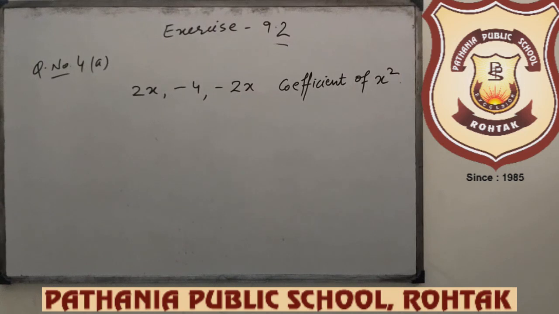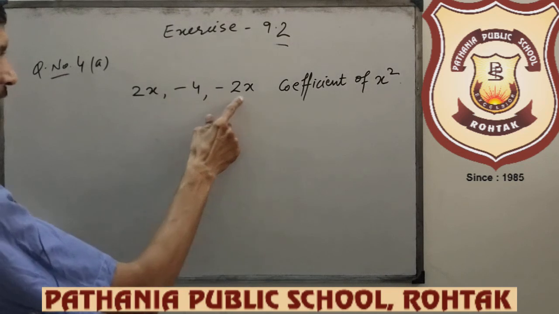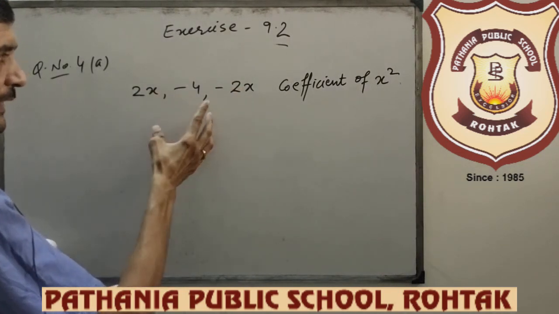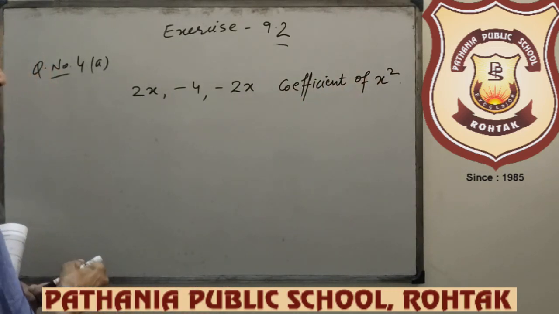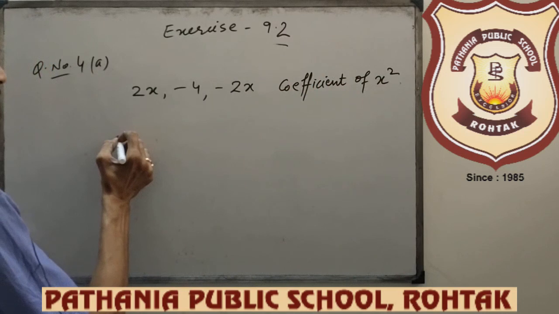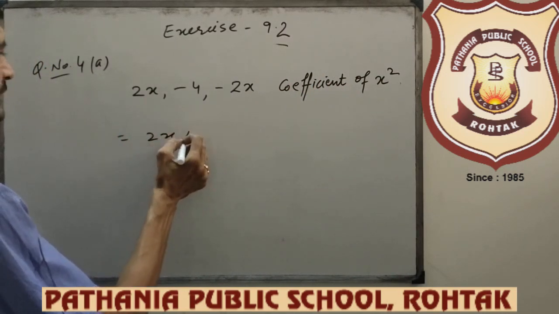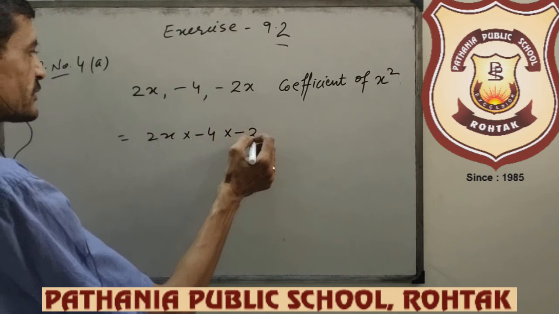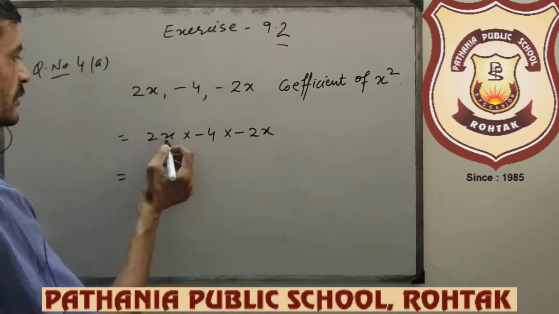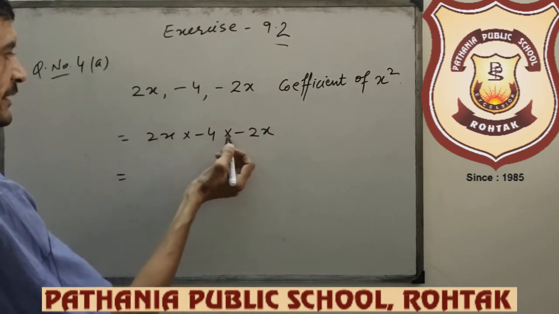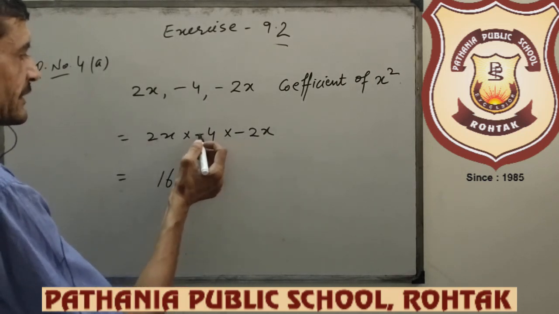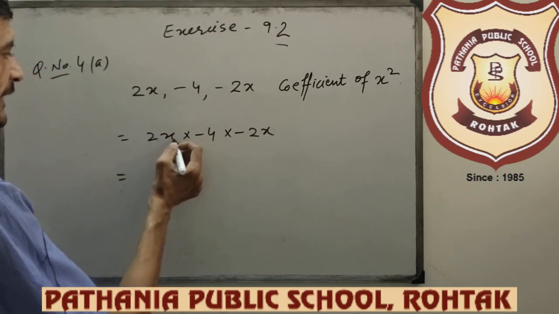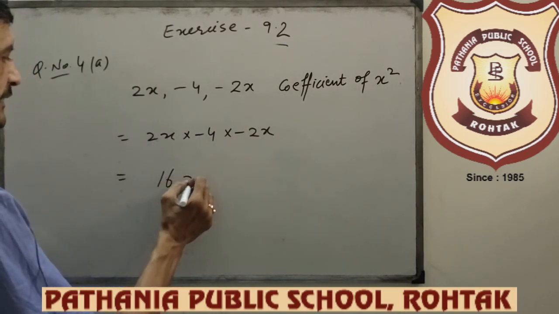Now question number 4, A part, I am solving. Multiply these terms, and after getting the product, write the coefficient of x square. So multiply these: 2x into -4 into -2x. 2 4s are 8, -8 into -2 is plus 16. Minus into minus is plus, and x into x is x square.